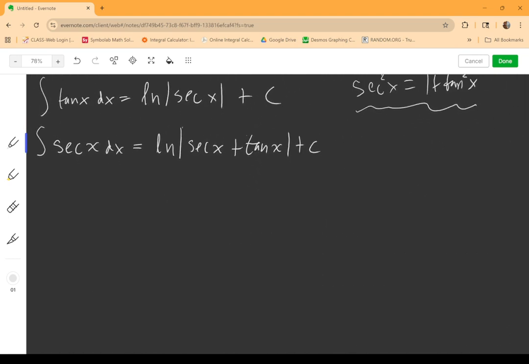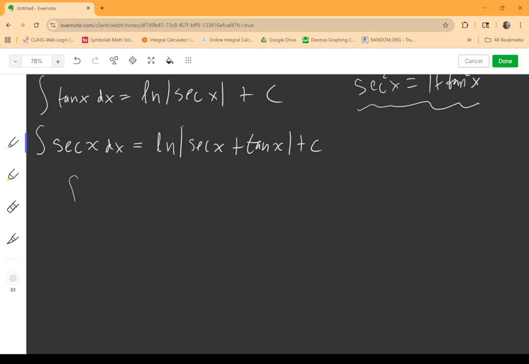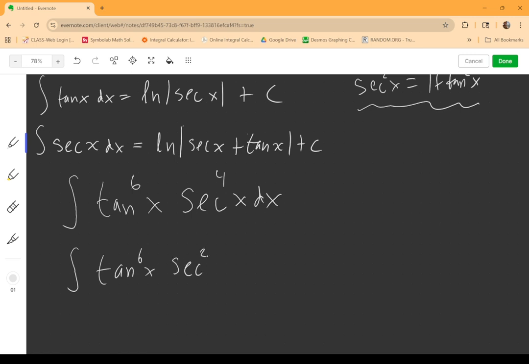So we're going to lean on these to help us integrate something like this: the integral of tangent to the 6th power of x times secant to the 4th power of x dx. The approach I'm going to take here is to use this Pythagorean identity. I'm going to split the secant to the 4th into secant squared x times secant squared x dx.